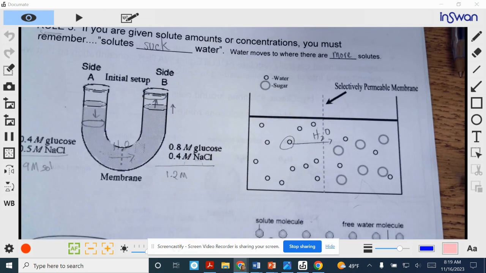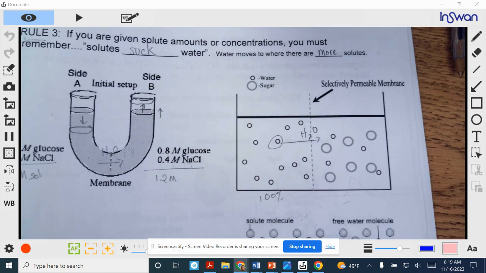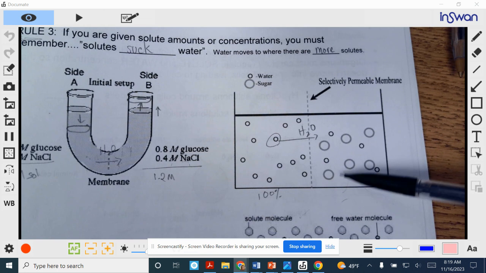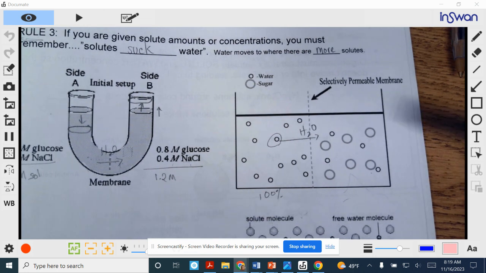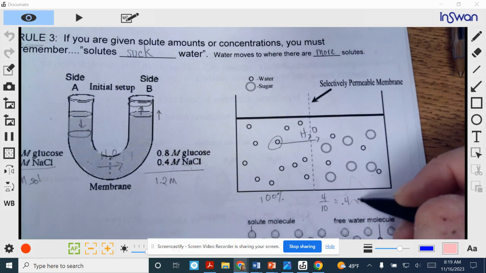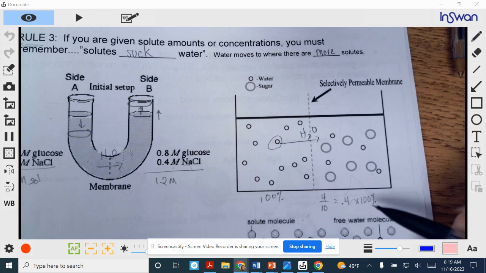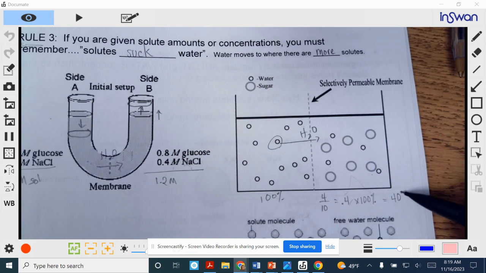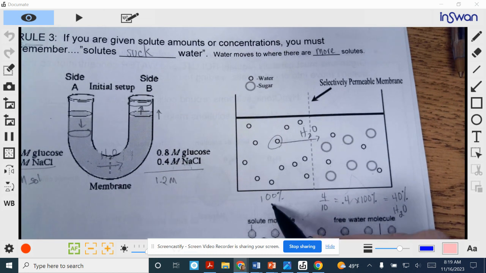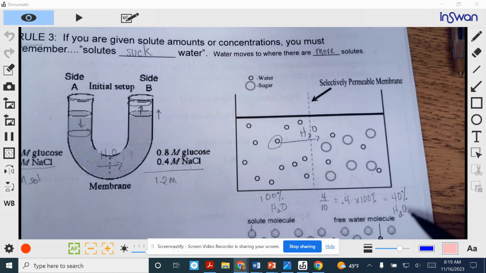Okay. You also could have done it this way: it's 100% water over here. When we draw solutions, it's really nice if we just draw 10 molecules total, because then all I have to do is look at 1, 2, 3, 4. There are 4 out of 10 molecules. 4 divided by 10 is 0.4. When we multiply by 100%, that gives us 40%. So 4 out of 10 is 40%, 5 out of 10 is 50%, 2 out of 10 is 20%. So it's 100% water over here, and 40% water over here. Water moves from an area of high concentration to an area of low concentration.